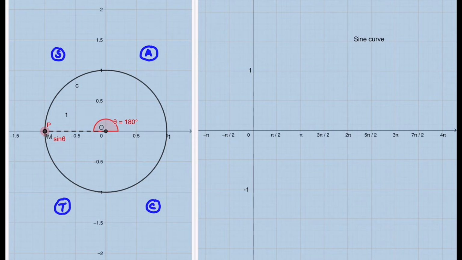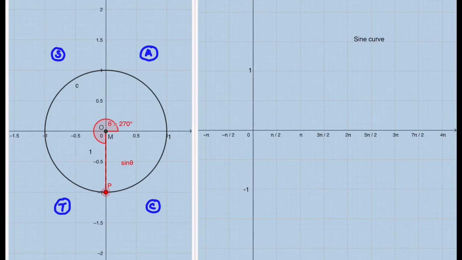And in the third quadrant, sin theta value is going to be negative because y coordinate will be negative here. Look at PM. So it decreases because it is a negative value. So it becomes minus 1. The least value which sin theta takes is minus 1. And in the third quadrant, sin theta value decreases from 0 to minus 1.